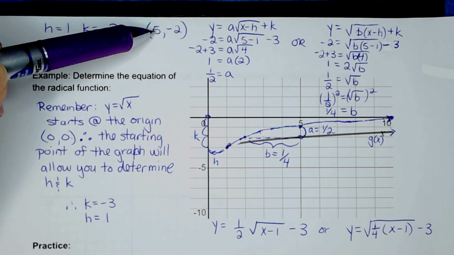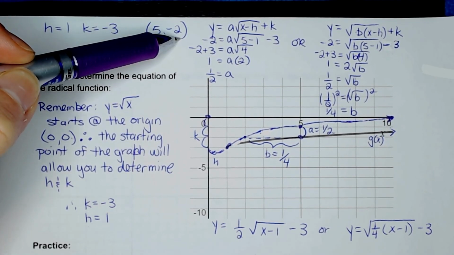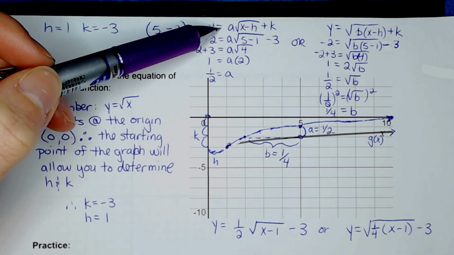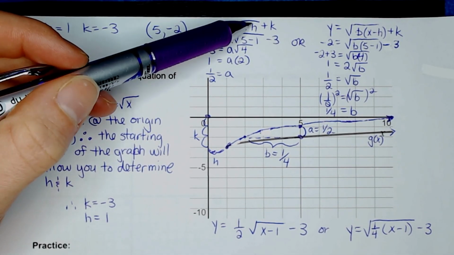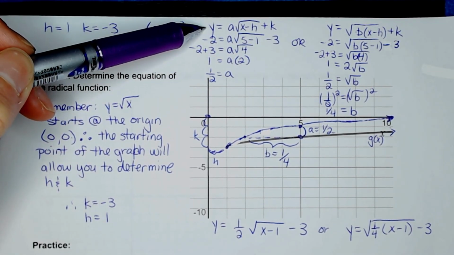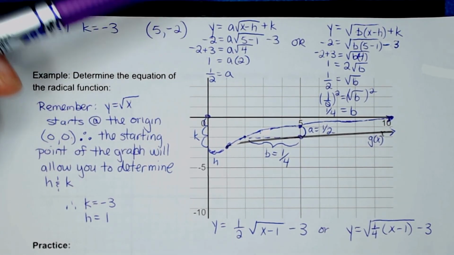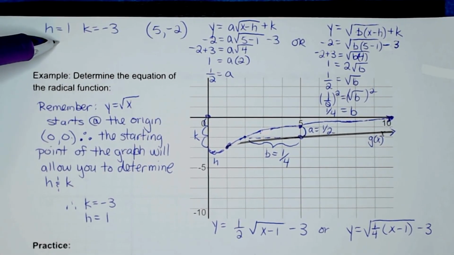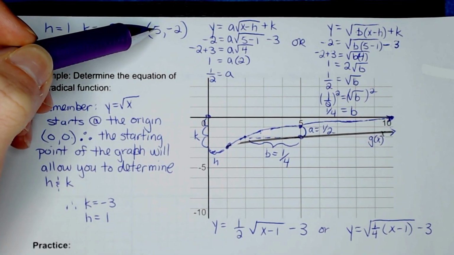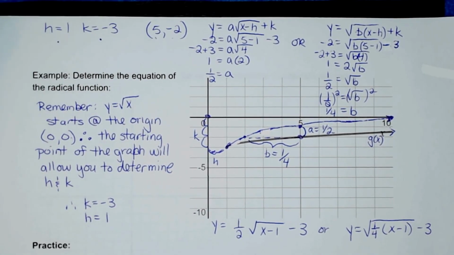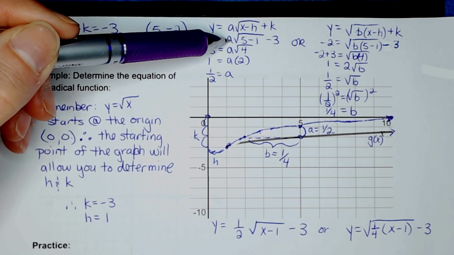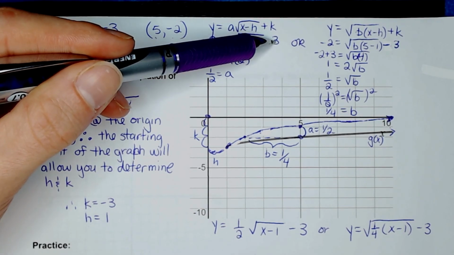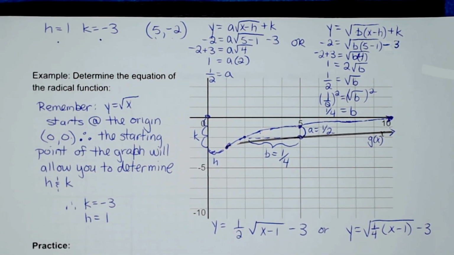So we're going to use that same point, (5, -2), and we're going to use that general formula, y is equal to a root of x minus h, plus k. So we're going to consider the vertical stretch at this time. Now, all we're doing is just plugging in the values that we have. So we know h is 1, we know k is -3, and we have this point, (5, -2). So -2 is equal to a square root of 5 minus 1, minus 3. Now we're just going to solve for a.